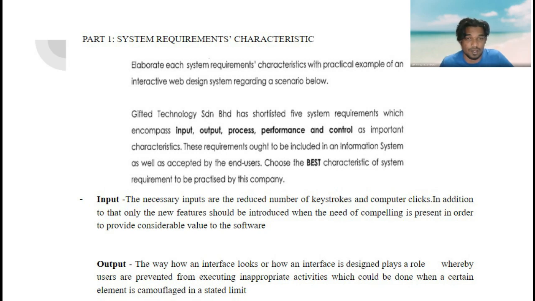First one is input. The necessary input are a reduced number of keystrokes and computer clicks. In addition to that, a new feature should be introduced when the need for compiling is present, in order to provide considerable value to the software. Output. The way an interface looks or is designed plays a role whereby users are prevented from executing inappropriate activities, which should be done when a certain element is camouflaged within a stated limit.